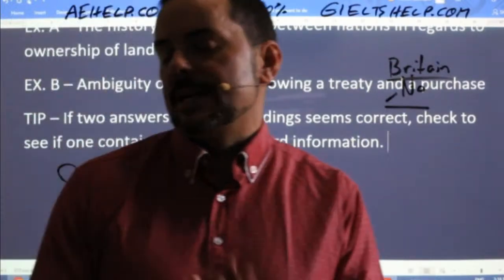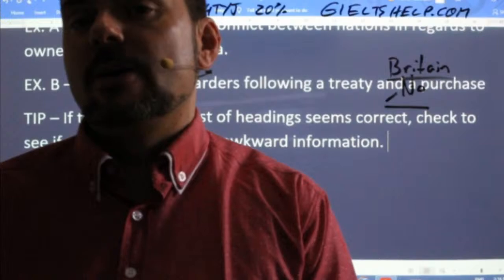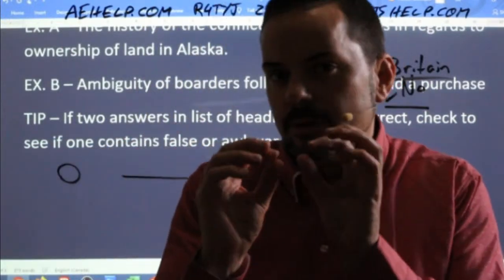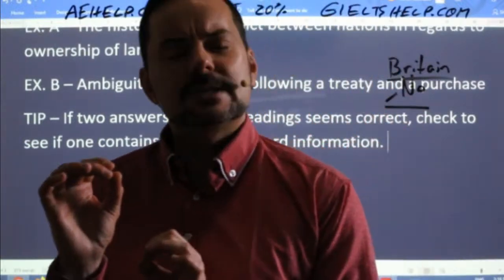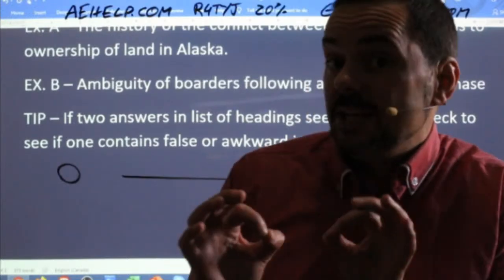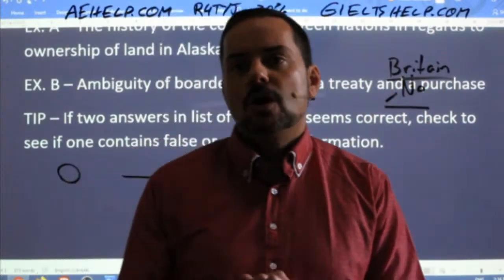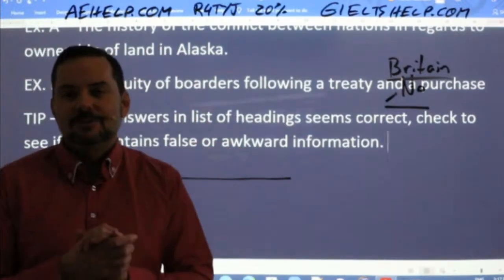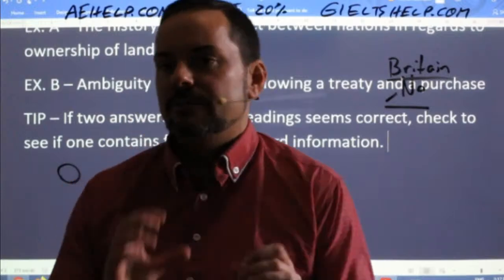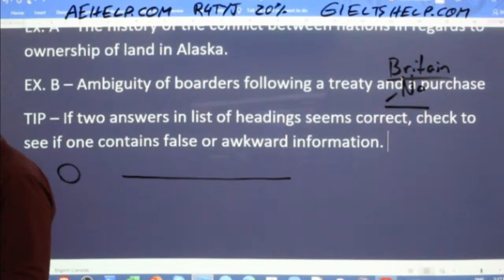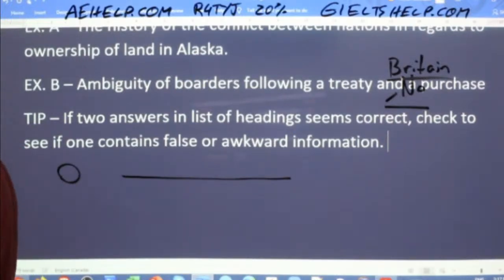Okay, everybody pick that up? Because oftentimes that's kind of the trick in the IELTS, is that when you look really carefully at the two, there'll be a little kind of nuance, some little tidbit or detail that's kind of like, wait a second, that's not exactly right. Like instead of saying the Empire of Rome, it'll say the city of Rome, okay? So be really careful, because sometimes one of them looks like a right answer, but there's just a slight trick or twist in there to throw you off, okay? Everybody pick that up? So if two answers on the list of headings seem correct, check to see if one contains false or awkward information, okay?